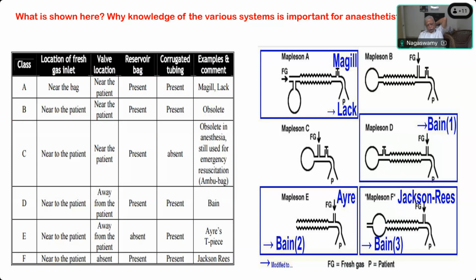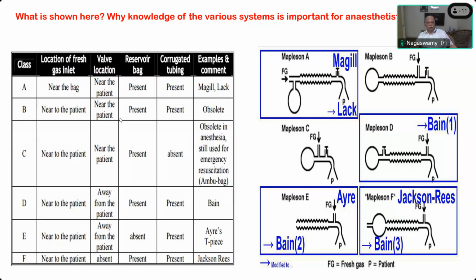In what way is it different? Bain also is a coaxial circuit because there is an inner tube and an outer tube. The difference is in the Bain circuit, the inner tube is delivering the fresh gas flow, and the outer tube is the expiratory limb. The opposite is there in the Lack circuit: the outer limb is the fresh gas delivery tube, and the inner limb will be the expiratory flow tube. That is the major difference between the two. When the inner tube is there as a delivery tube, that is why you get the fresh gas flow entry very close to the patient, and apparent dead space is very low. Whereas the Lack circuit is mainly for spontaneous ventilation. You cannot use it for controlled ventilation because the inner tube is the expiratory limb and the outer tube is the inspiratory limb for this patient.